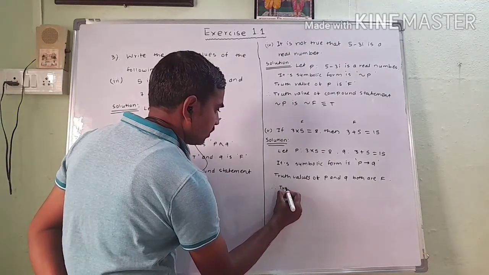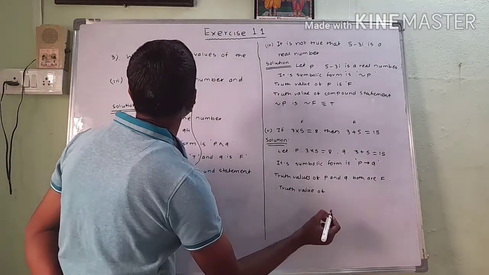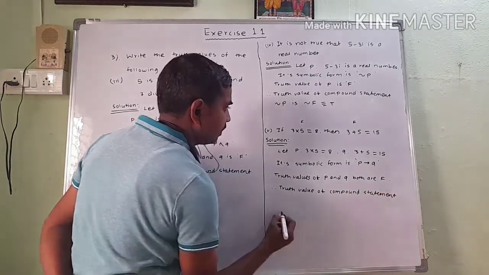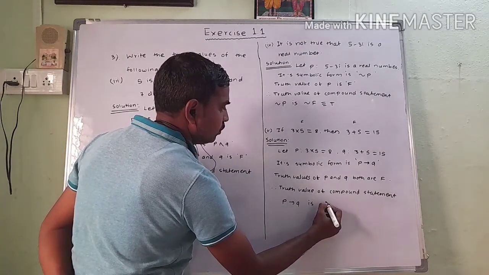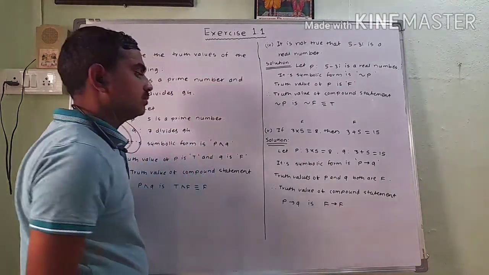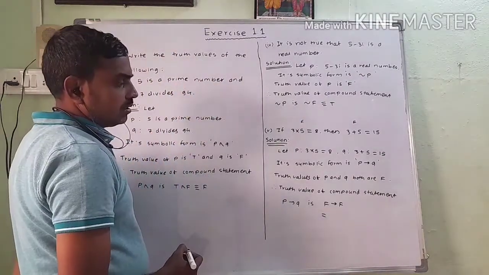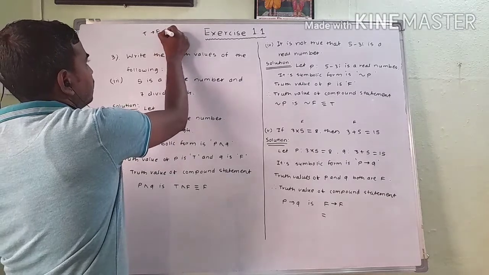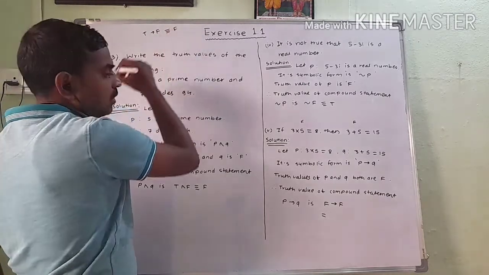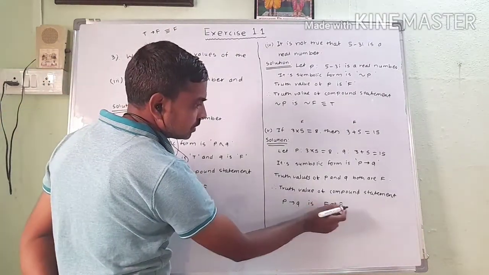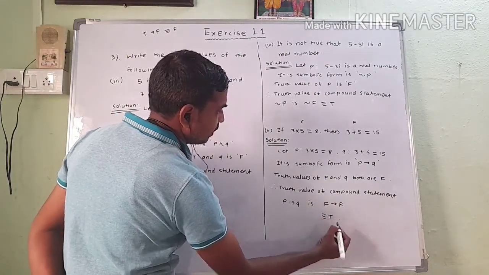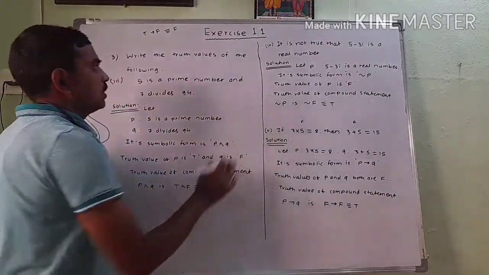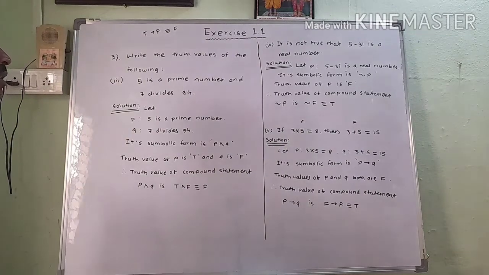Therefore the truth value of the compound statement P implies Q is F implies F. We know that in implication, only if the truth value of the hypothesis is true and the truth value of the conclusion is F, the answer is F. In all other combinations its truth value is T. But here the first truth value is F, the second is F, therefore its truth value will be capital T. So we will write here capital T. This is our solution of the fifth example.